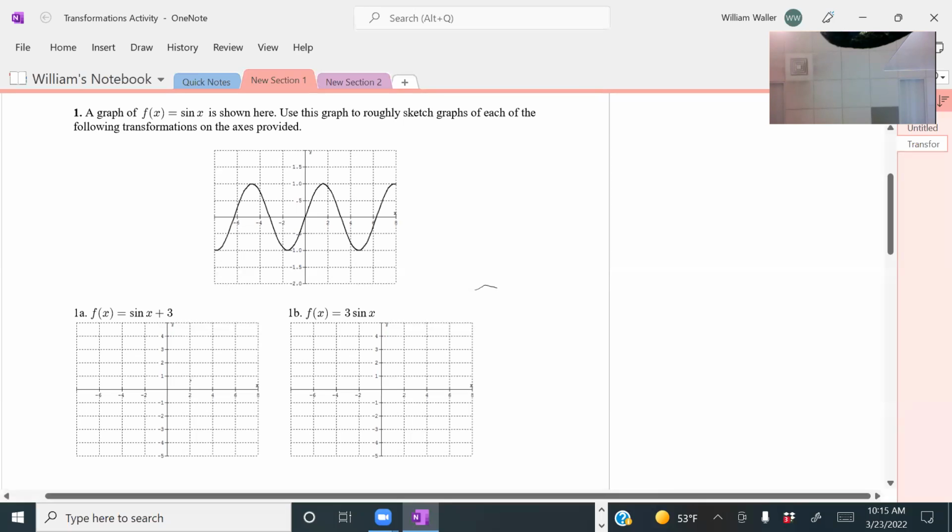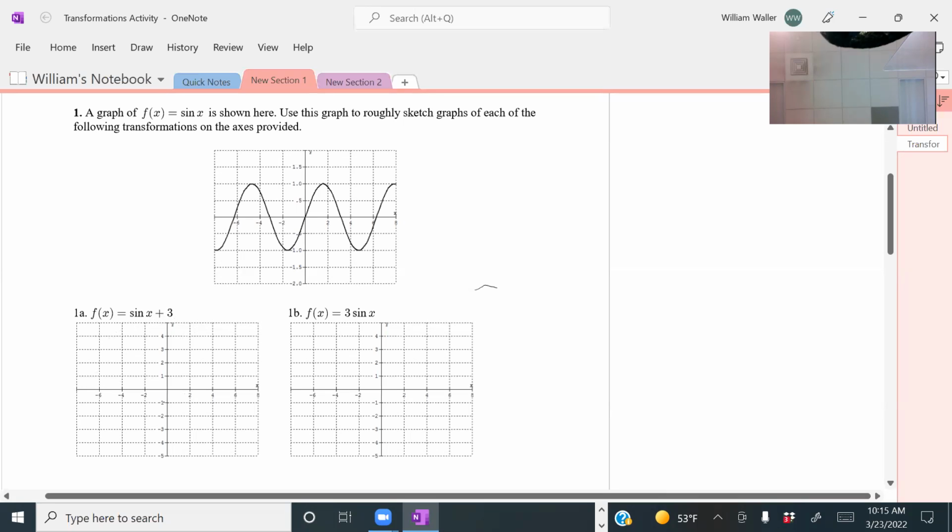Let's see if we can do this one. What effect is that transformation having on the graph of sine? Just verbally, what would you say? It's just shifting it up by 3 units. It takes the whole graph and shifts it up by 3 units. It's not shifting it to the left or right.